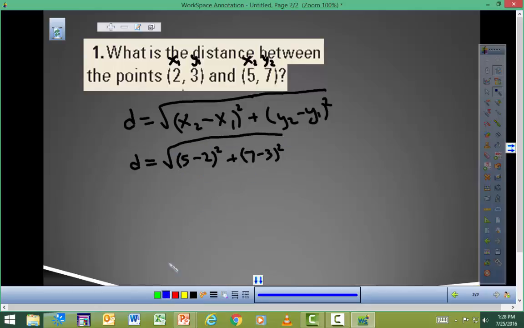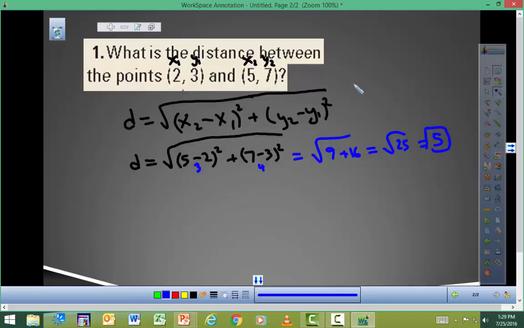Okay, well, so this portion here looks like 3. Then you square that, you're going to get 9. And then 7 minus 3, of course, is 4. And if you square that, you're going to get 16. And so 9 plus 16 is equal to the square root of 25. And of course, the square root of 25 is simply 5. So the distance from this point, 2, 3 to 5, 7 is 5.